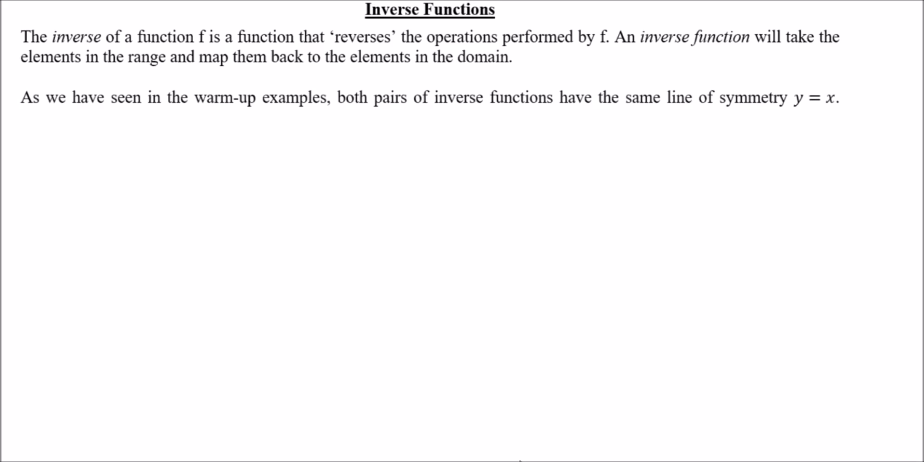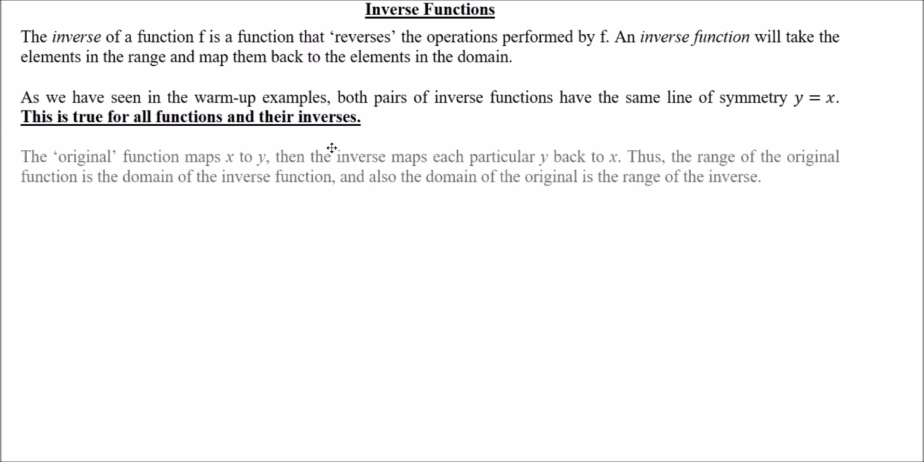So as we've seen in these warm-up examples, both pairs of inverse functions have the same line of symmetry, y equals x. I've only shown you two different questions in the warm-ups, but this is actually universally true for any pair of inverse functions. They'll always have this line of symmetry between them, the line y equals x. As I say, that's true for every single function and its inverse. So the original function maps x to y, then the inverse, as I've said again, maps each particular y back to x. It's just saying the same in different language, essentially. Thus, the range of the original is the domain of the inverse, and also the domain of the original is the range of the inverse, and vice versa.